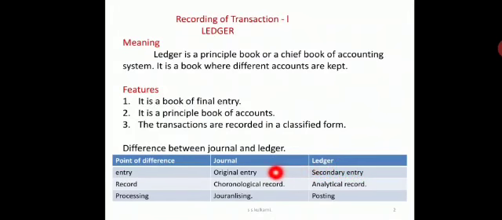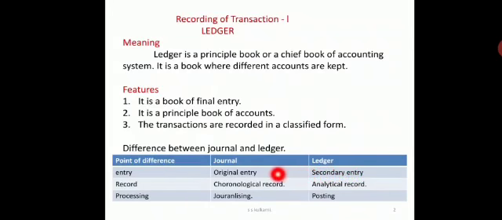Now in the journal, all the transactions are recorded in chronological order, that is, according to the date and occurrence during that particular day. Whereas in the ledger, I record it in analytical form. So when I record my ledger in classified form, I analyze why the account is debited and why it is credited. That's why it is in analytical form.